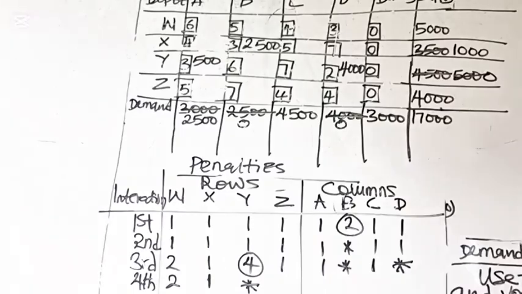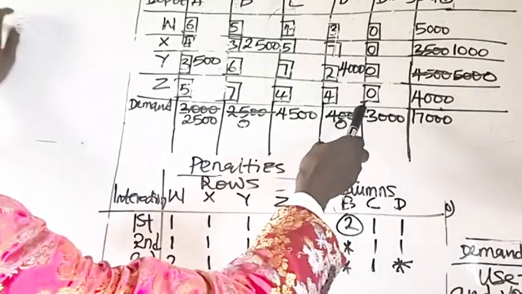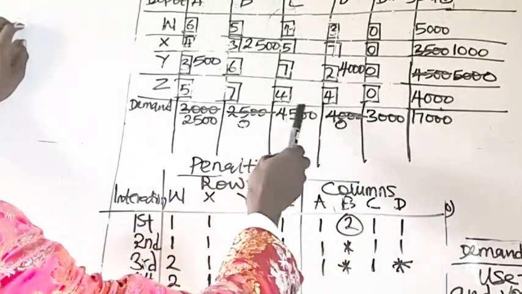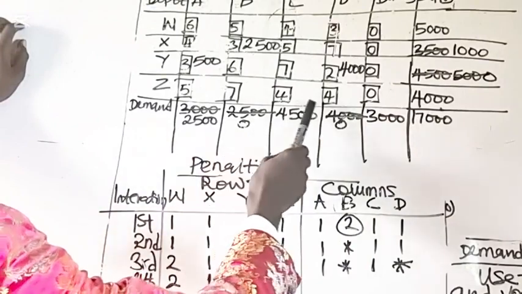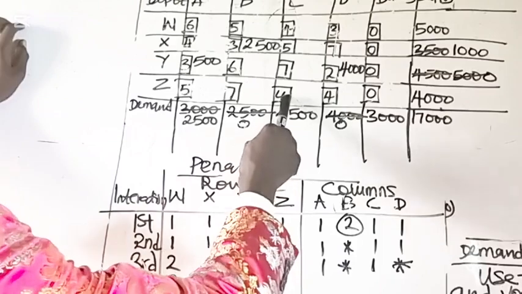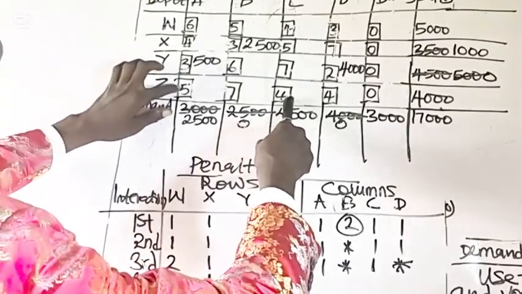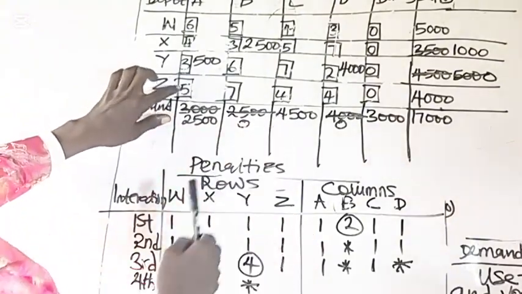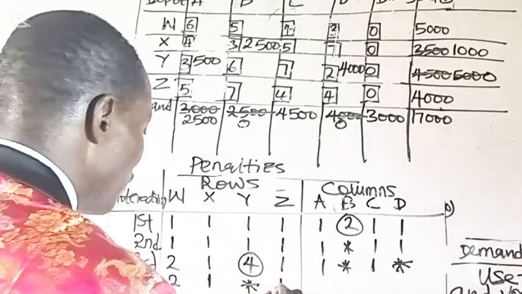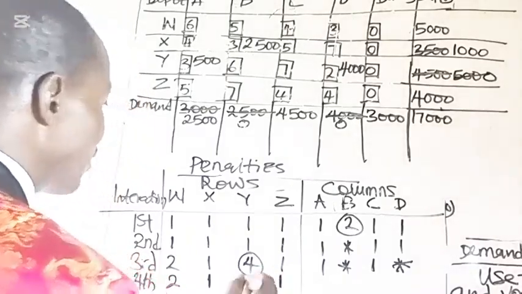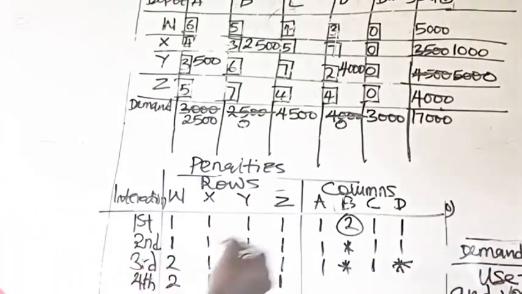For Z now, you still have quantity there. So the least is 4. Then the next least is 5. 5 minus 4, that will be 1. You've done with row Z. After row Z, we have columns.